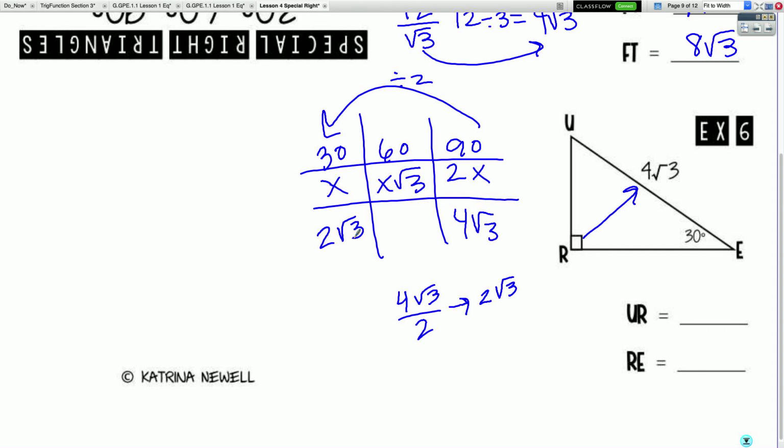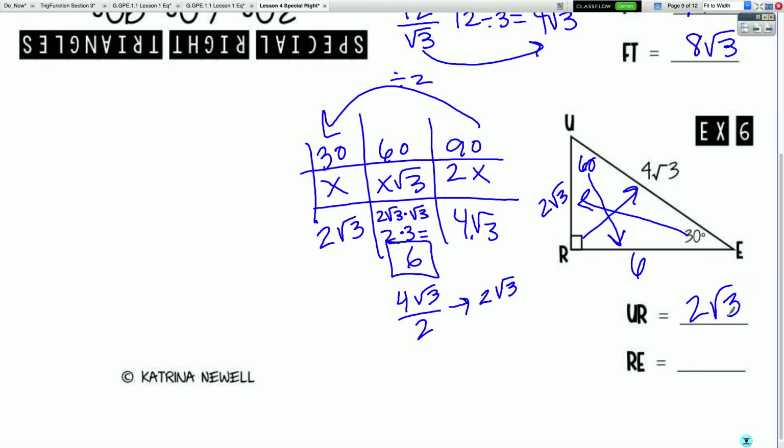Okay, and then we're using our x value, so we're doing 2 square root of 3 times the square root of 3. I'm going to leave my 2 alone because it can't be combined with anything. And what's the square root of 3 times the square root of 3? 3. So we're doing 2 times 3, which is 6. So, do we figure out where everything goes? Across from 30 is 2 square root of 3. And across from 60 is 6. So UR and RE.